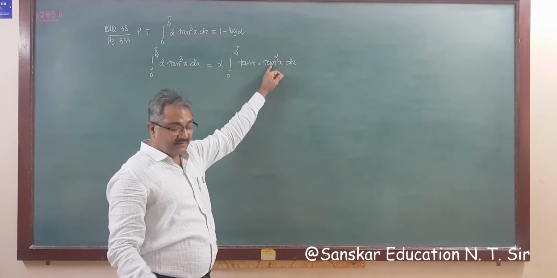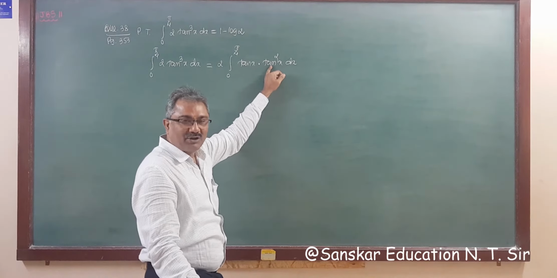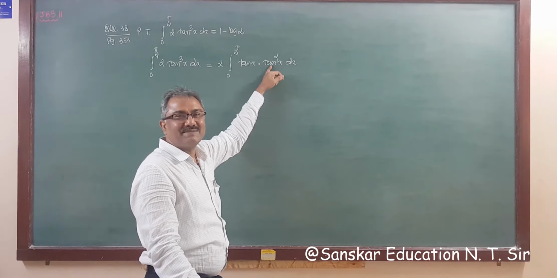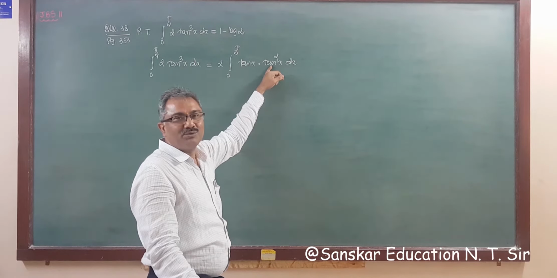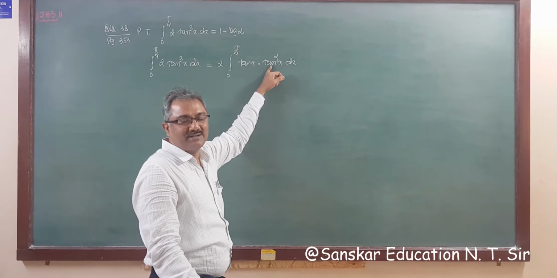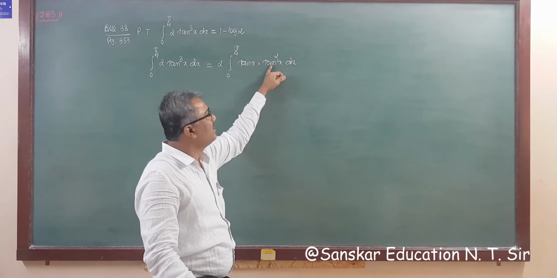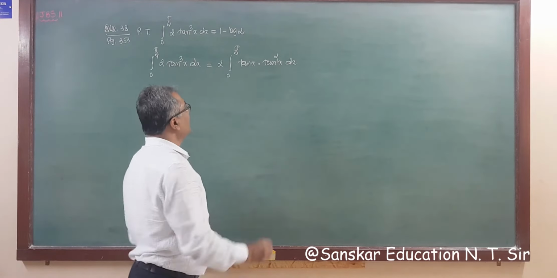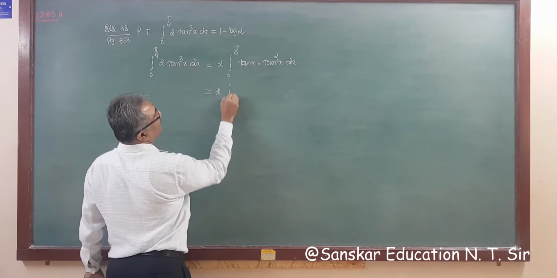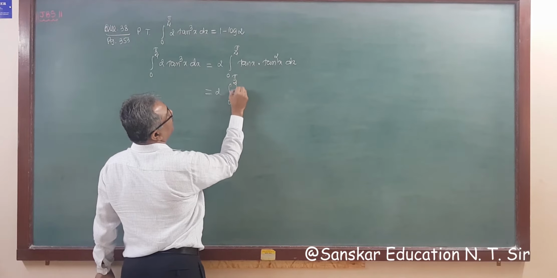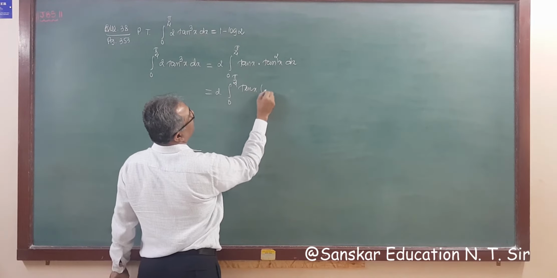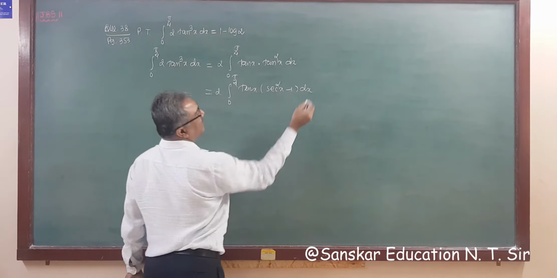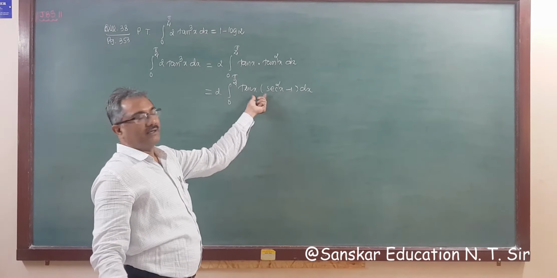Now tan square x is not directly integrable, but you know the integration of tan square x is tan x minus x. But we have to show all the steps, so we cannot do that. Instead we change it into sec square minus 1. So from 0 to pi by 4, tan x into sec square x minus 1 dx. Now multiplying this, what will it be?